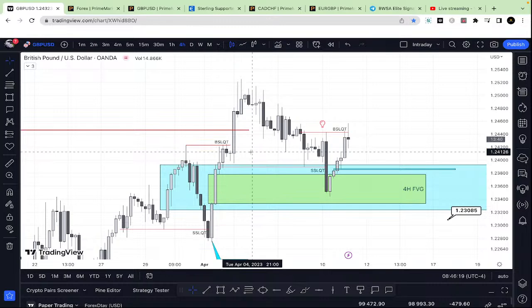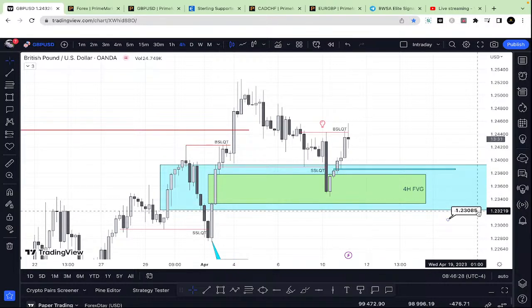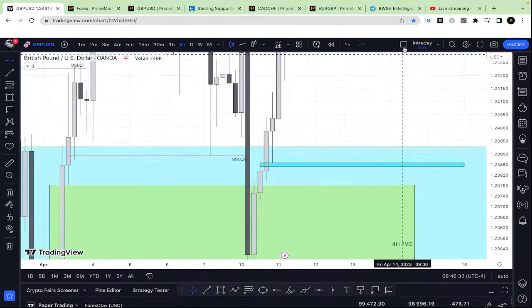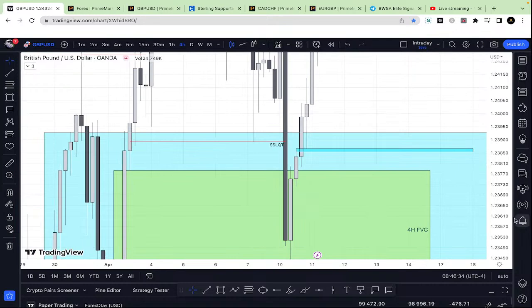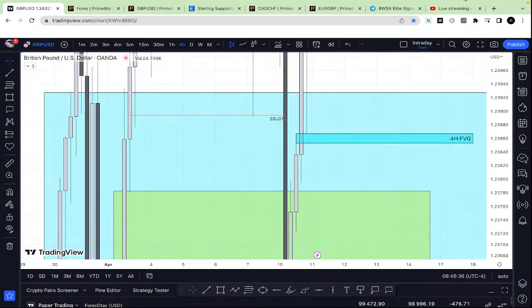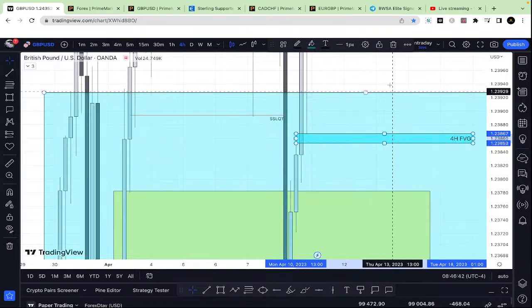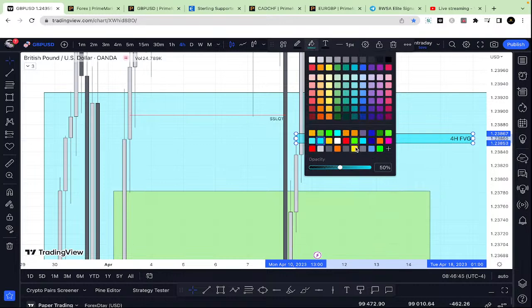Let me make sure. So imbalance trading is interesting because you can't get it perfect. There's a 4H imbalance here. And let me make sure this is in line. It is. Okay, perfect. So yeah, 4H fair value gap here.